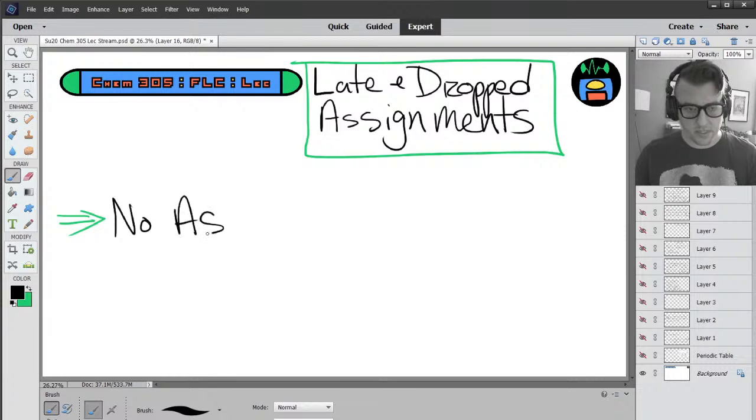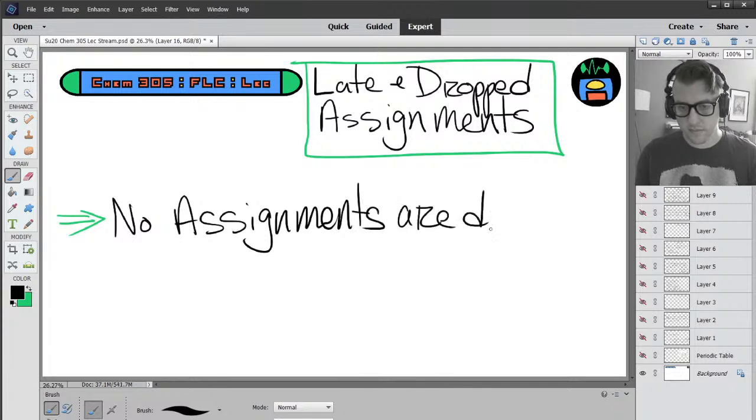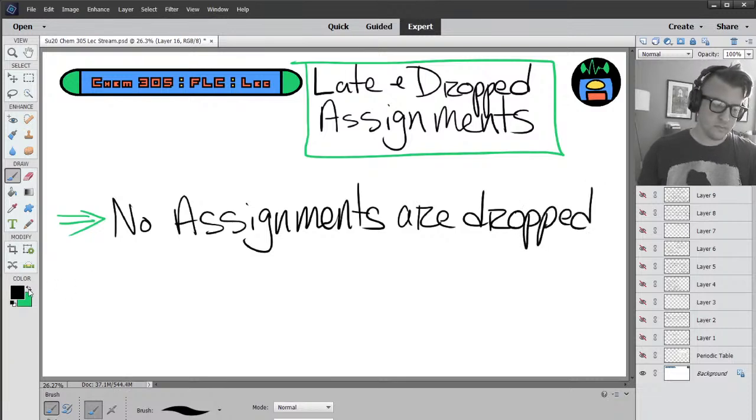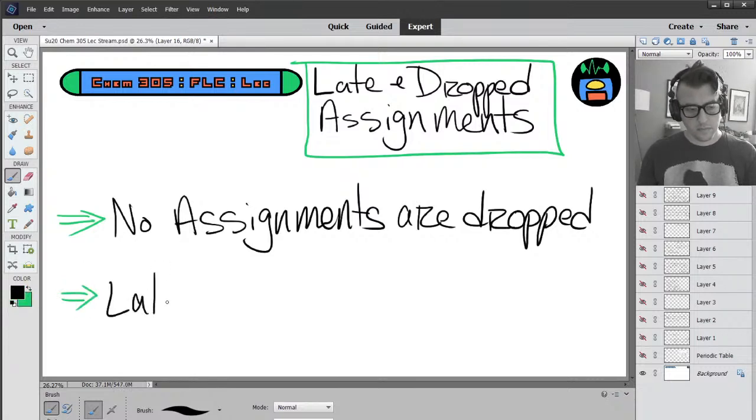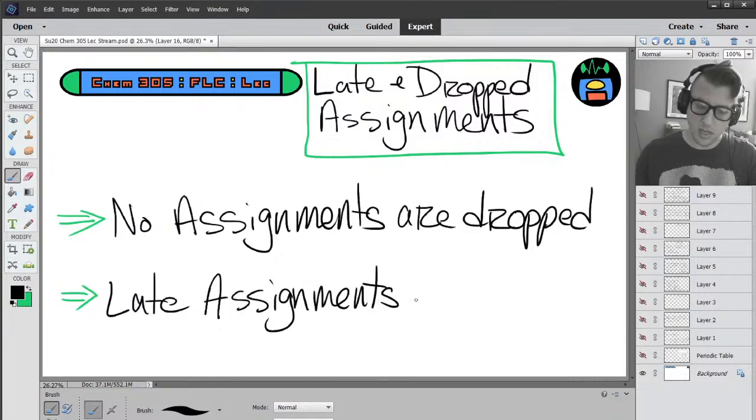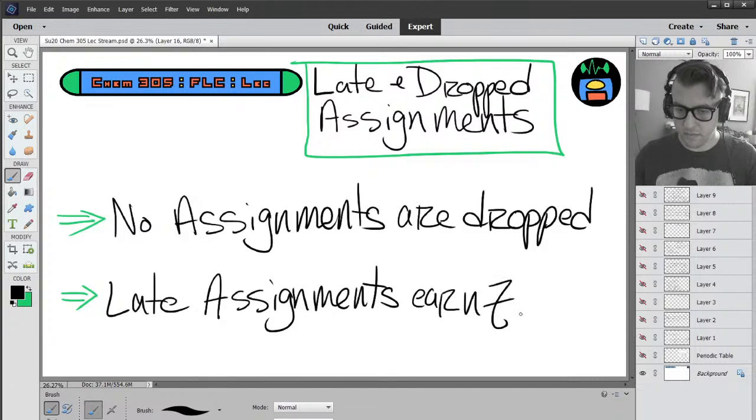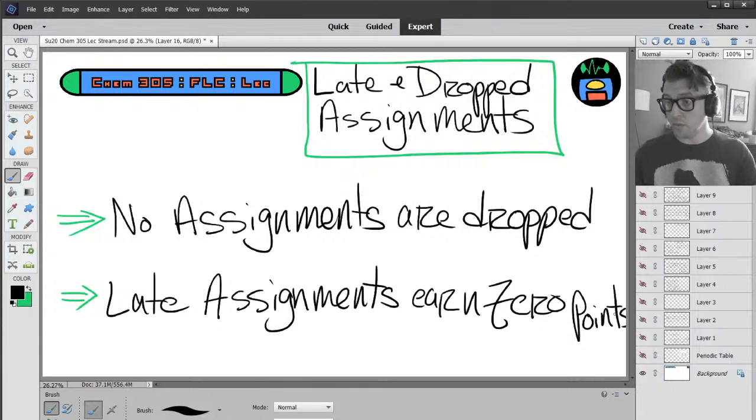No assignments are dropped in this class. Late assignments are not accepted. Late assignments earn 0 points.